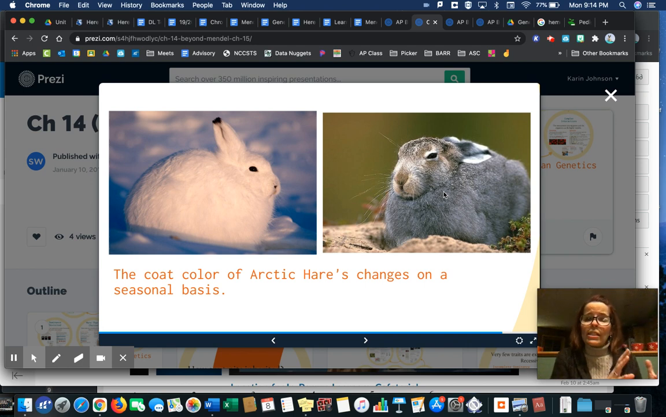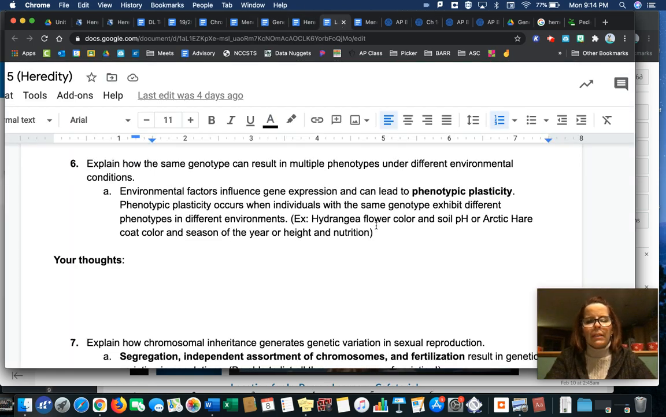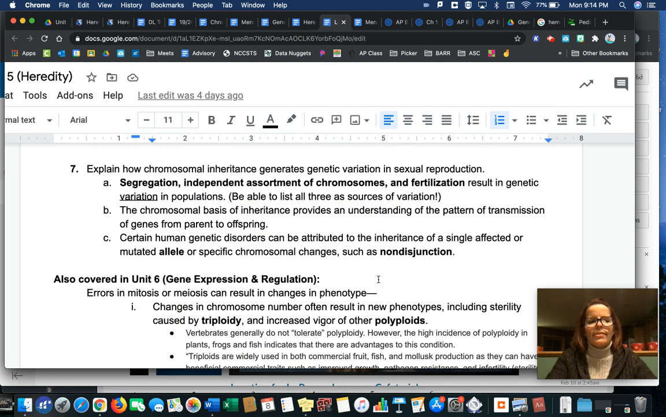Height, we said already that height is polygenic, but height is also plastic. Height also is determined by your environment and your nutrition. And so poor nutrition leads to lower height. All right, so that's phenotypic plasticity. Next, explain how chromosomal inheritance generates genetic variation. We already talked about that.